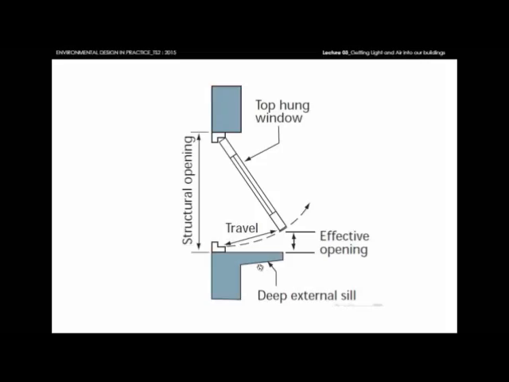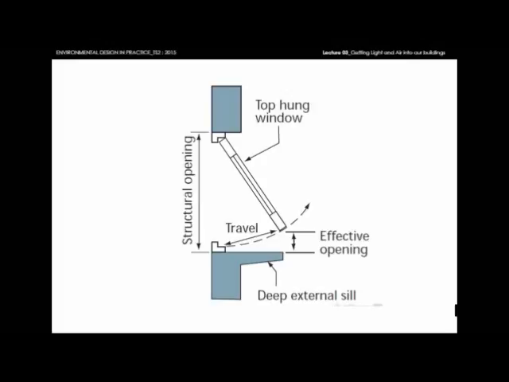So what do I mean by effective opening? Well, it means if you look at this window here, although it's a big window, because it opens only to a small angle, the effective opening that you can see here limits what usefully can be called area for natural ventilation. So I want you to do the same thing for your window.